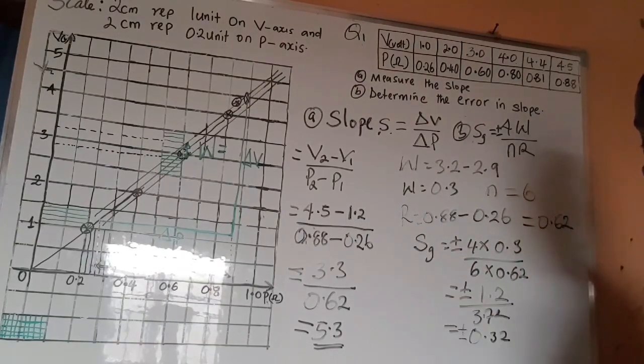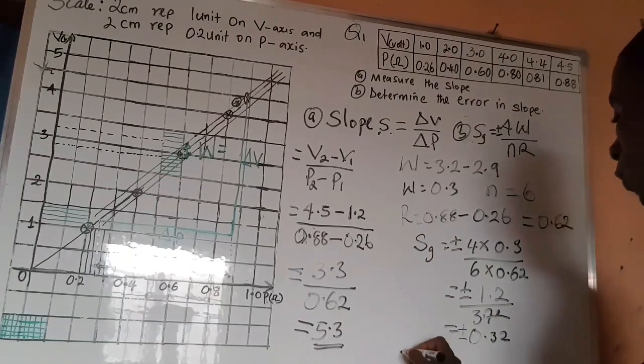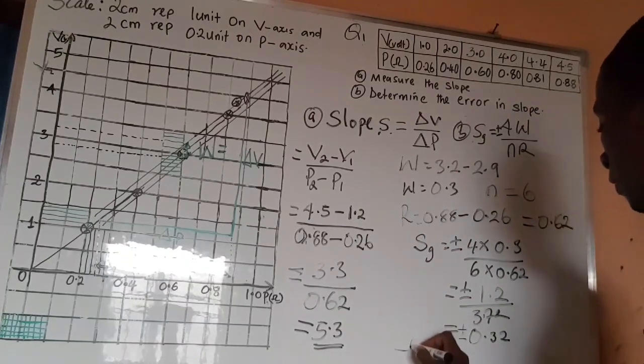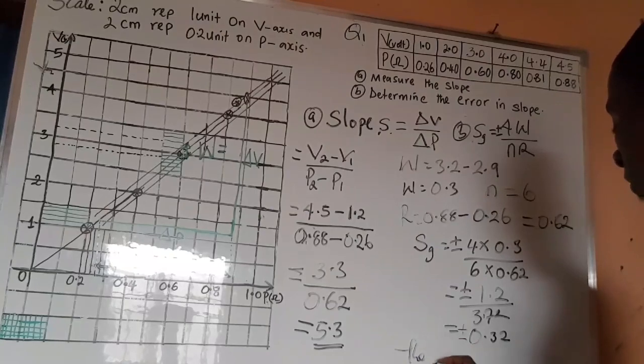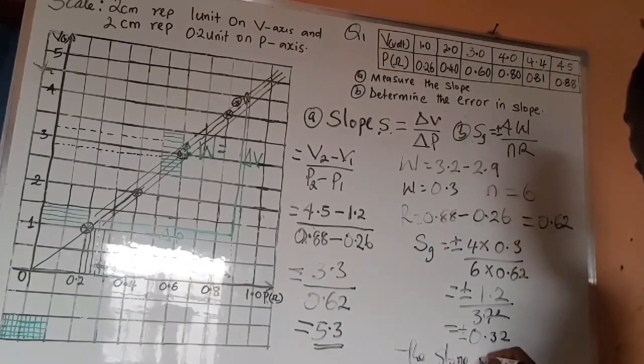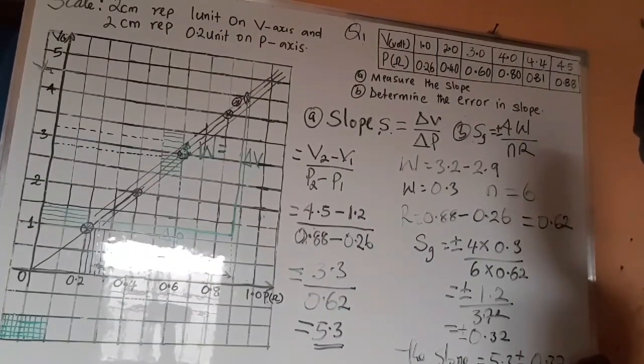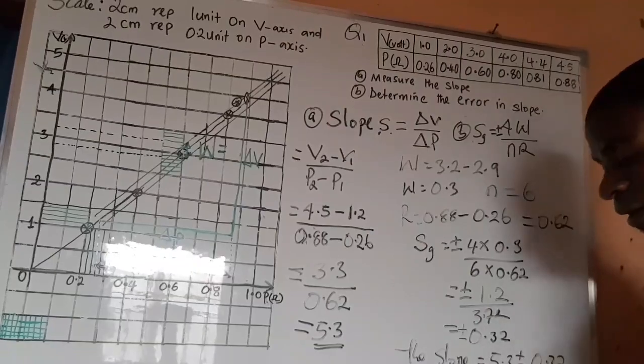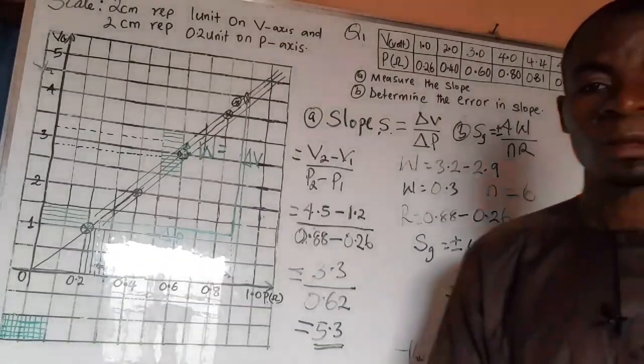So it means plus or minus. Our SG is 0.32. Therefore, the slope will now be equal to, you pick this number, which is 5.3, plus or minus 0.32, and that is it. That is our final answer. Thank you.